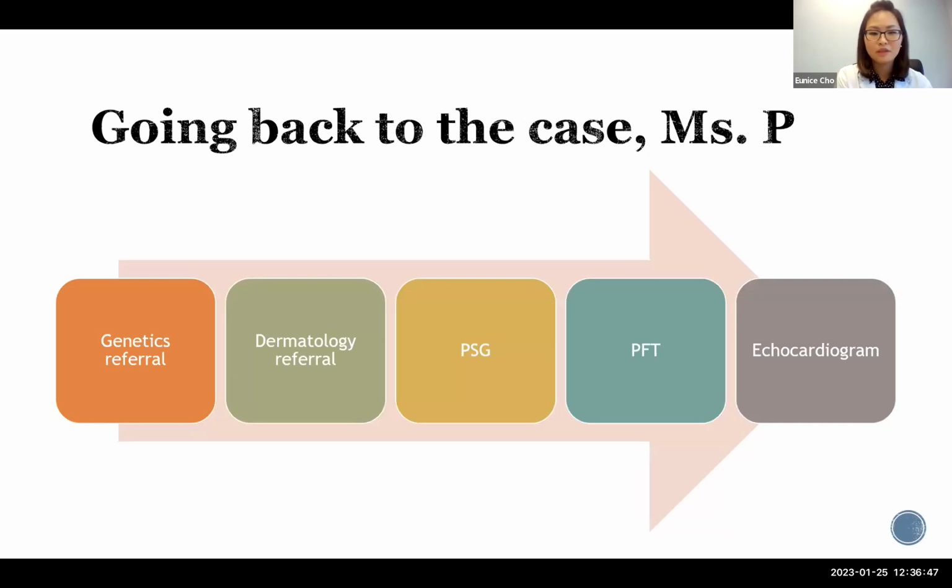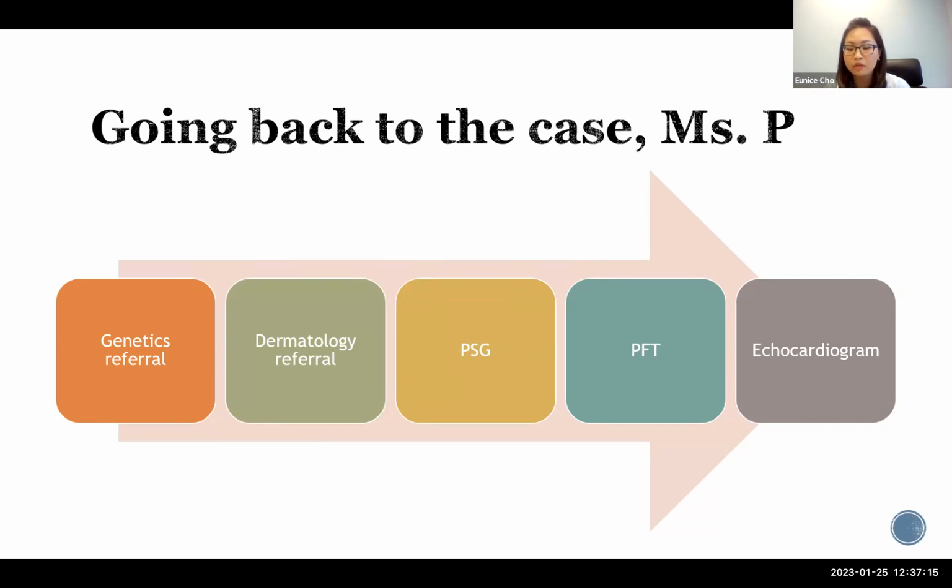So going back to my case, to Ms. P, after having this working diagnosis of EDS, we did make a referral to genetics, and also made a referral to dermatology because she also has a history of psoriasis, but she also mentioned that she has a bit of delayed wound healing. So I want a dermatologist to see if there's anything to be biopsied, to see if there are any collagen issues.